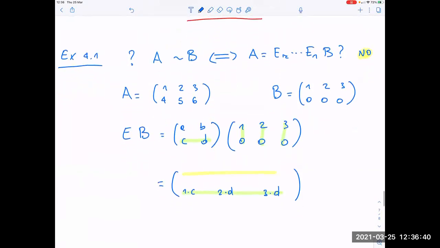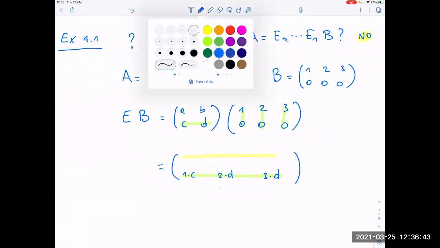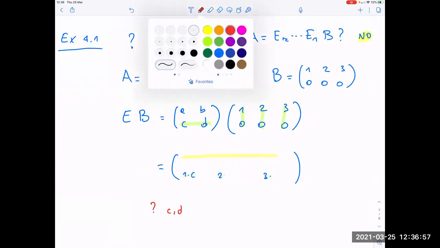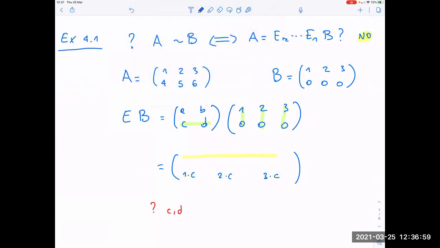Okay, and then you have to ask yourself, can I find C? Sorry, I made a mistake here. It is always C. So then I have to ask myself, can I find C in R such that 4, 5, 6 is equal to C, 2C, 3C?